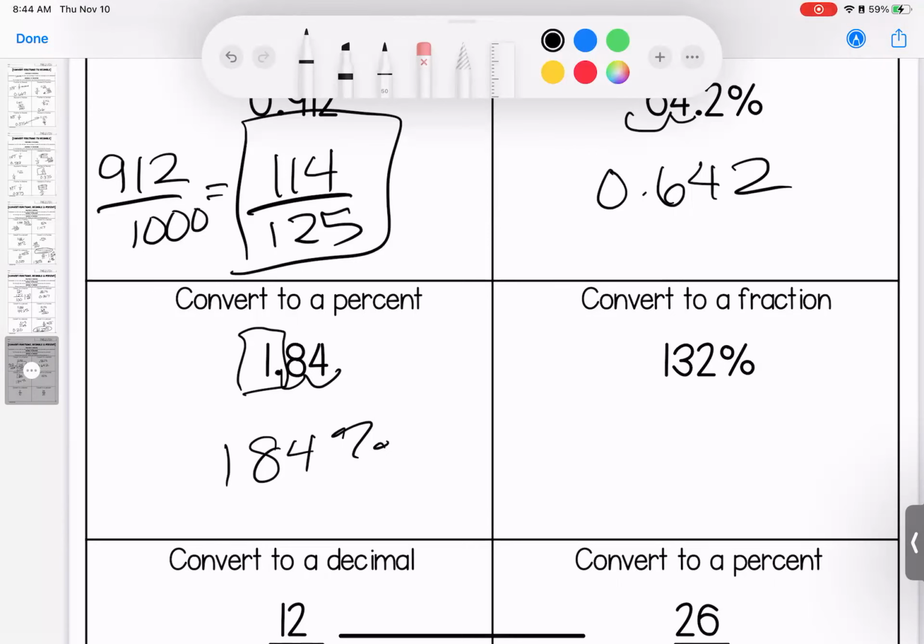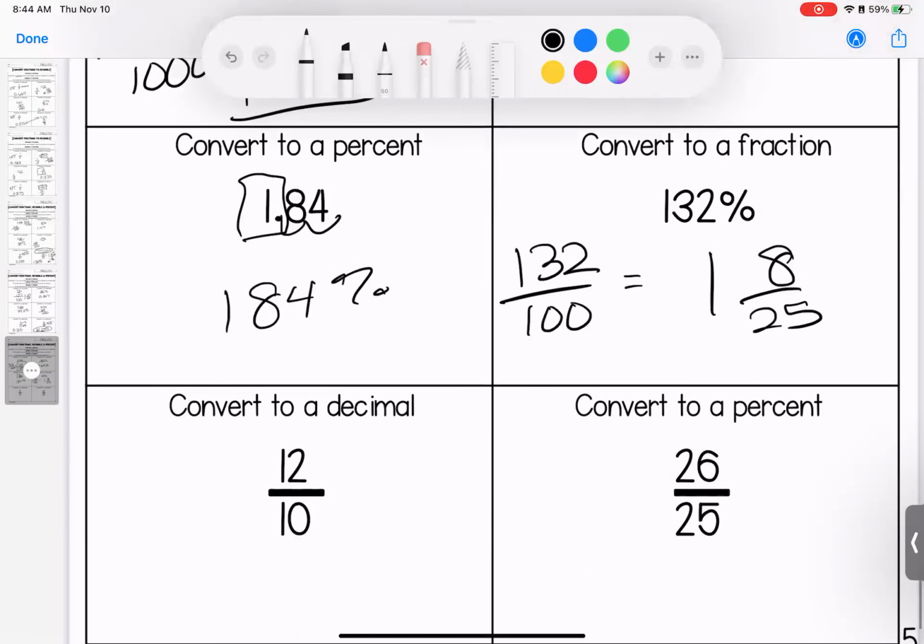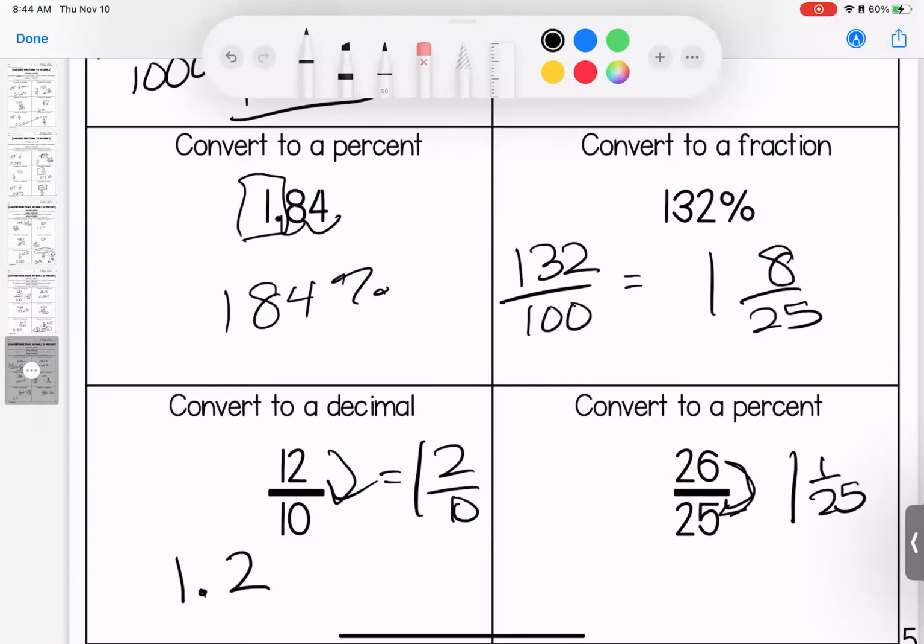132% as a fraction would be 132 over 100, which simplified would be 1 and 8 over 25. Convert to a decimal, we have at least a whole and 2/10, because if we pulled this out, it would look like this. Last one, convert to a percent. We know that because this is bigger down the bottom, we have at least 1, right? So this would be 104%. Any questions, please bring them with you to class.